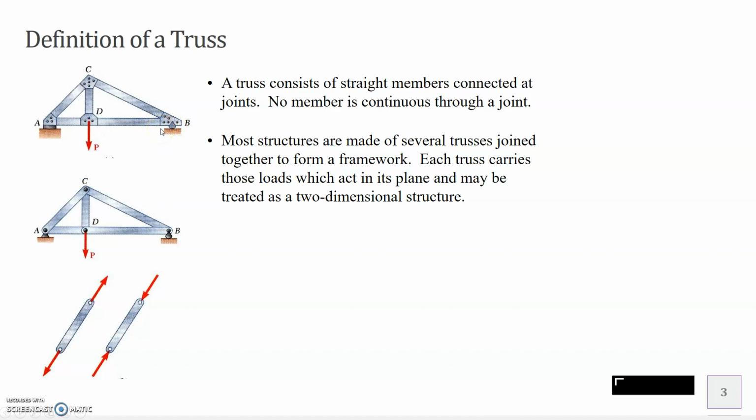Most structures are made of several trusses that are joined together to form what we call the framework. Each truss carries the load which acts in that plane. So again, this plane which is going left and right and up and down, that plane. And it can be treated as a two-dimensional structure.